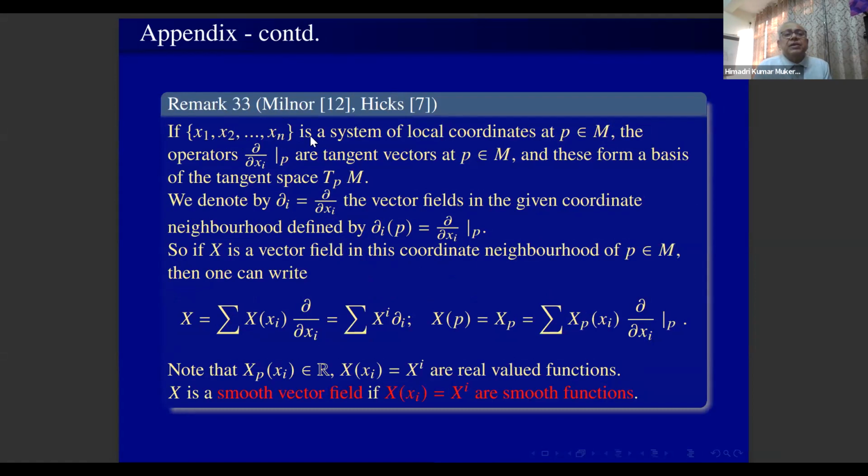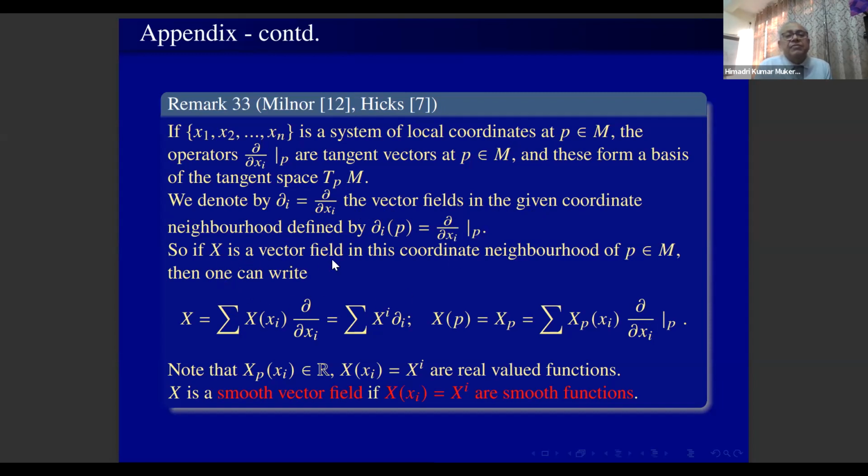Now if x1, x2, ..., xn is a system of local coordinates at a point p of M, the operators del by del xi at p are tangent vectors at p, and these form a basis of the tangent space T_pM. If we denote by delta_i the vector fields del by del xi in a given coordinate neighborhood, whose definition is delta_i at p is equal to del by del xi at p, these are the type of vectors.